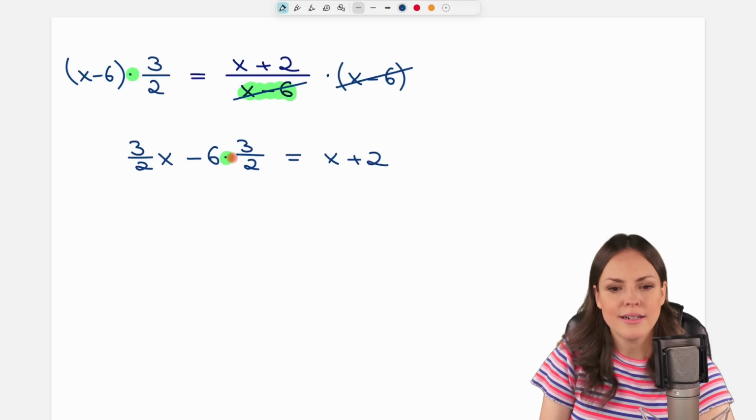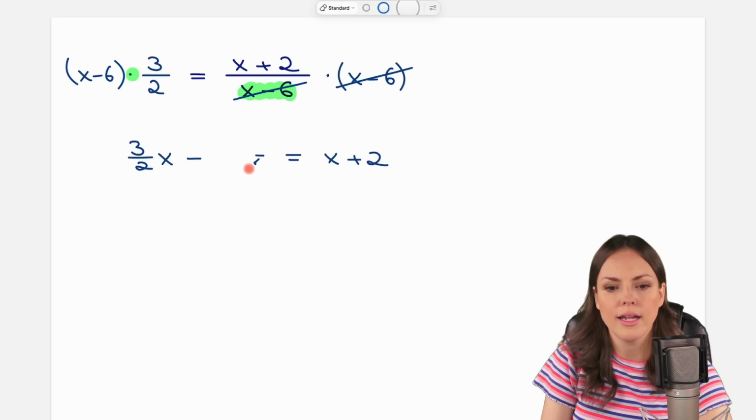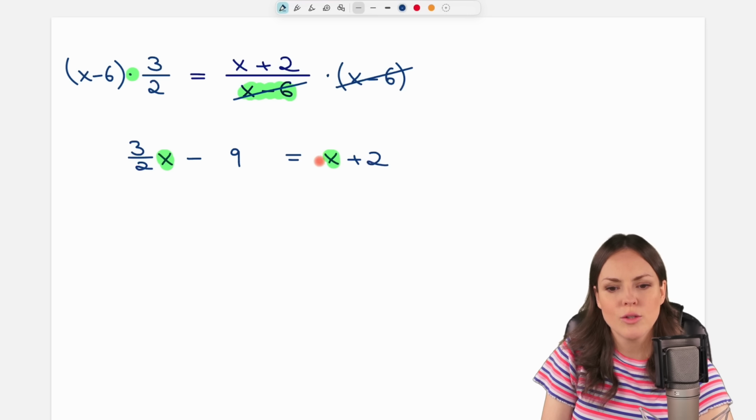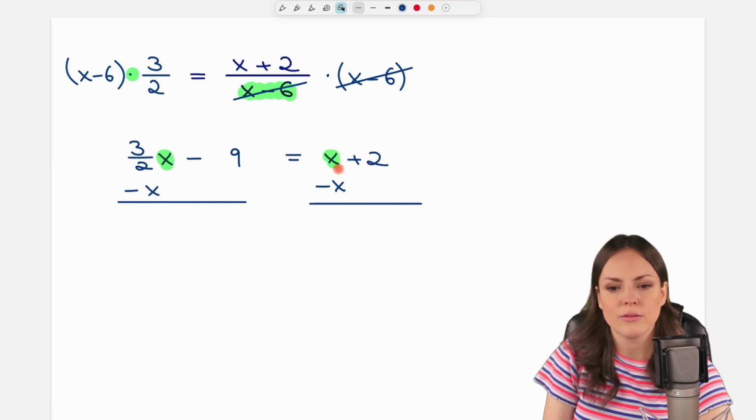Let's multiply here. 6 over 2 equals 3, so we have 3 times 3, which equals 9 in total here. And let's solve for x. We have a part with x here, another part with x here. Let's subtract x on both sides so that we get this x from here to the other side. 3 over 2x minus 1x, then we are left with 1/2 of x minus 9. And on the other side, this cancels out and only 2 is left.